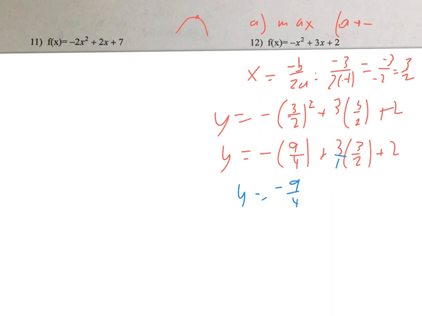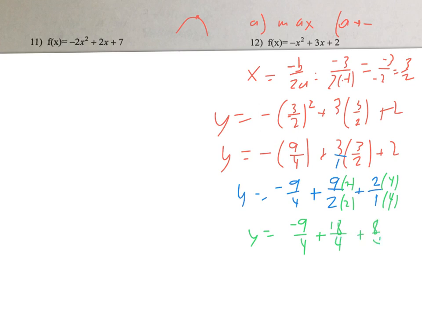This one, we have to multiply top times top up top. So that's positive 9. And then bottom times bottom on bottom will be 2. And then this one I'm going to call 2 over 1. So now I need to add these together with common denominator. So I'm multiplying this one by 2 and multiplying this one by 4 so I can get that common denominator of 4. So I got negative 9 over 4 plus 18 over 4 plus 8 over 4.